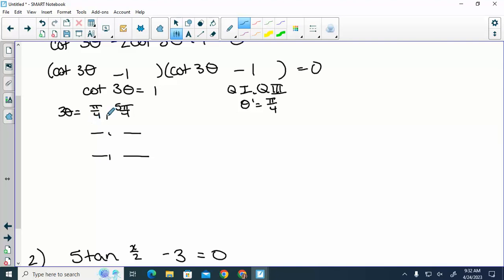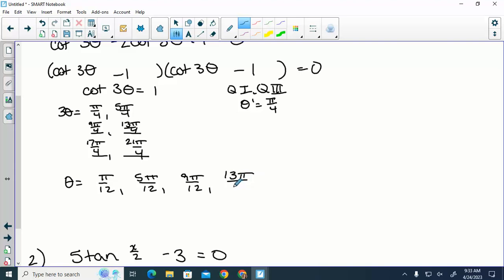So we get 2 pi is like 8 pi over 4, so we get 9 pi over 4, 13 pi over 4, 17 pi over 4, and 21 pi over 4. And then what do you do to each of those? We'll multiply by a third. So you get pi over 12, 5 pi over 12, 9 pi over 12. Yes, thank you.